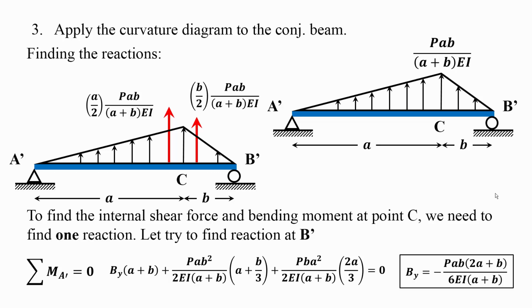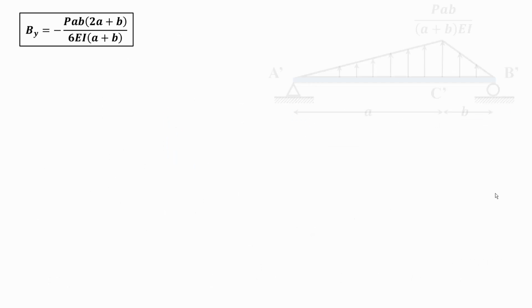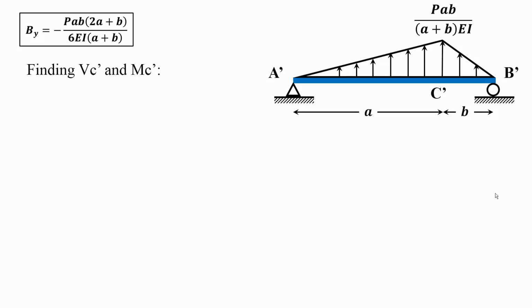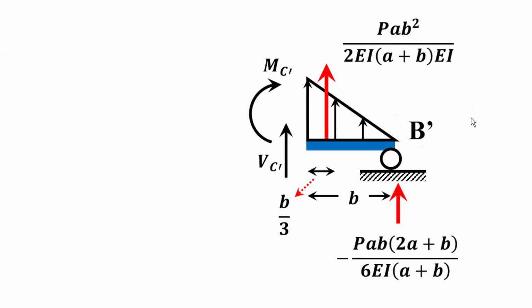Because I'm going to take a cut at C and look at the cross section. So this is my beam, and if I want to find VC prime and MC prime, I will take this cut. And if I do so, I need basically to use my summation of moments and summation of forces to find the unknown MC prime and VC prime. And remember, I needed B, the reaction at B, so I will be able to use the summation of the forces and the summation of moments.